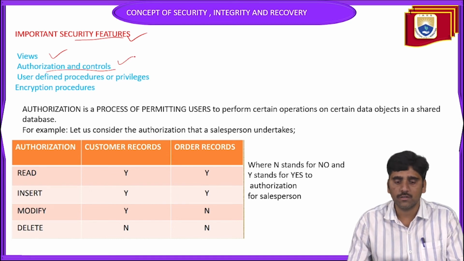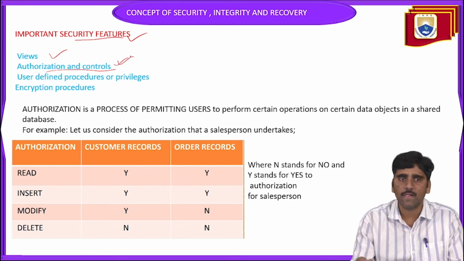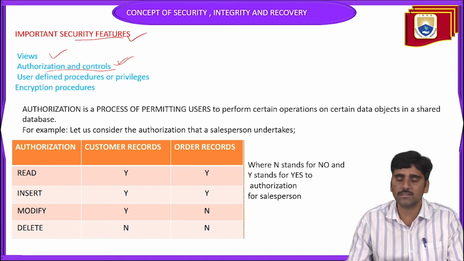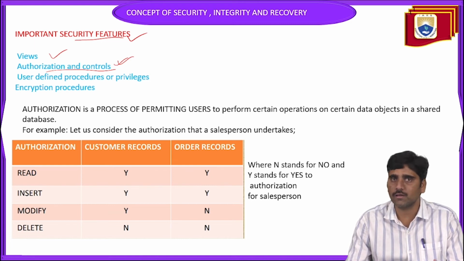Authorizations and controls. Authorization is nothing but giving permissions, giving privileges to the user. Whoever has the privileges and authentication can have the authorization to access the data. And the controls: some users can have the privileges to access a particular database, and some users may not have the privileges to access it. By giving permissions, allow or deny, they have the controls.